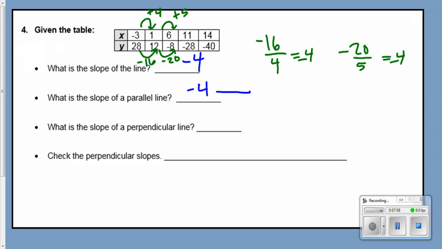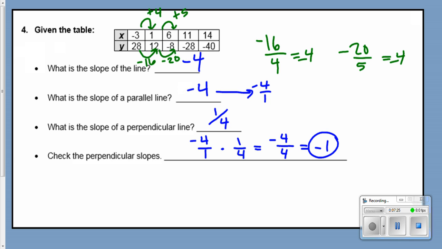How do I flip a whole number? Well, I know that really that's 4 over 1, right? So to flip it means I would make it 1 over 4. Checking them, going to multiply. What do I get? Negative 1. Okay, is that all right?